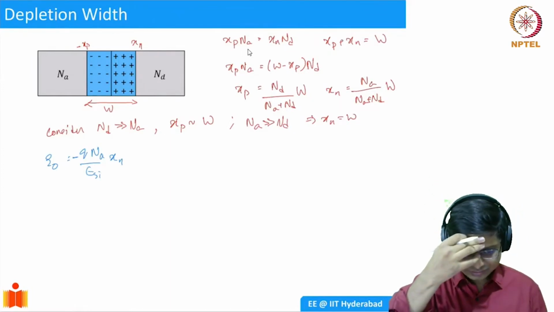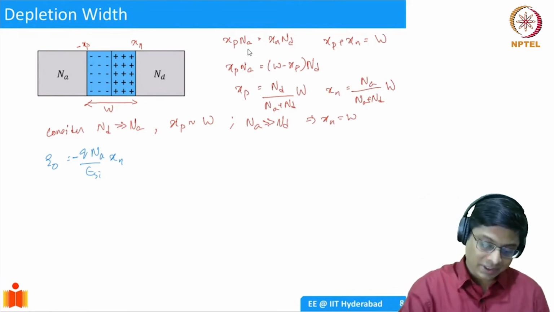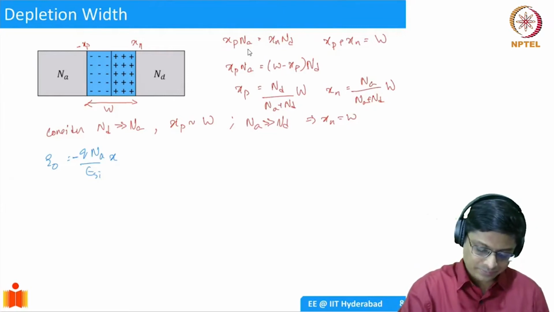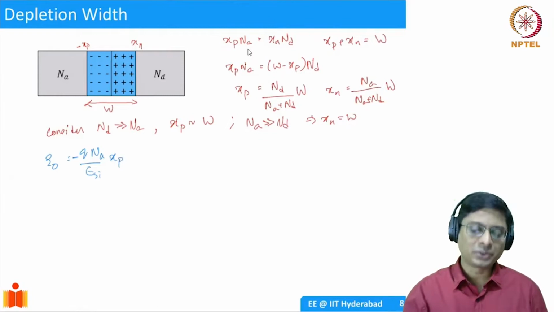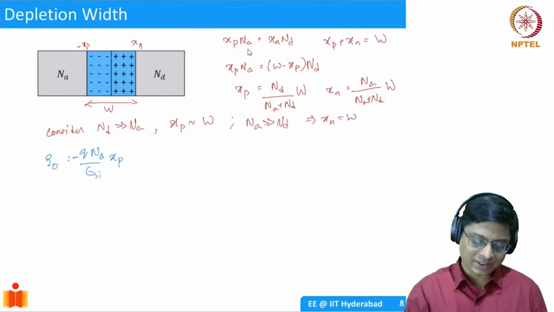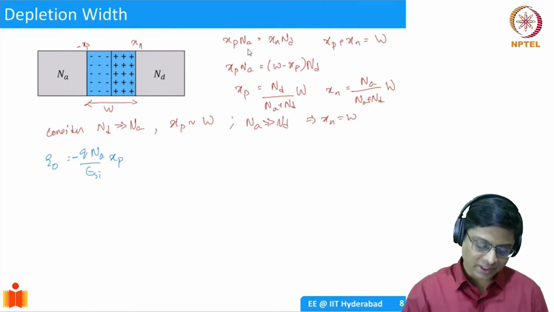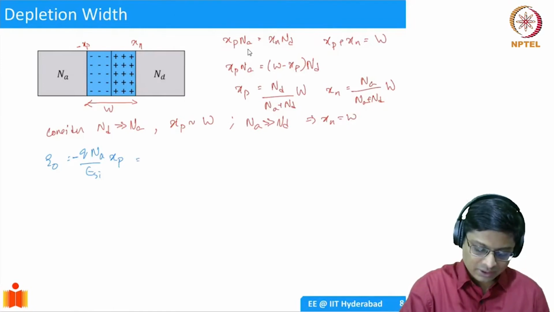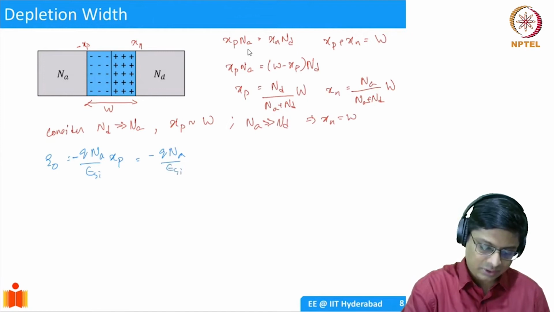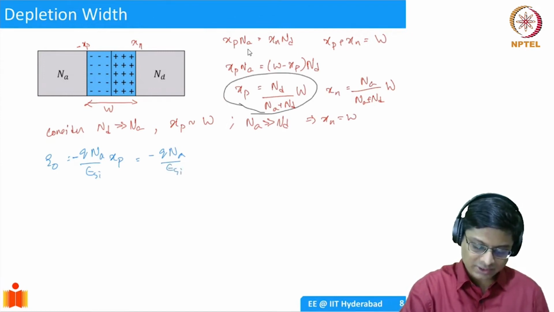Is it correct? I wanted to write it in the p-type region. In the p-type region, because I put Na, it should be xp. In the n-type region, it's going to be xn. Remember, always xp times Na is going to be xn times Nd. Since I wrote Na, I'll write it as xp. And so this is going to be minus Q Na by epsilon silicon times, I'll substitute this expression for xp, which is Nd by Na plus Nd times the width.